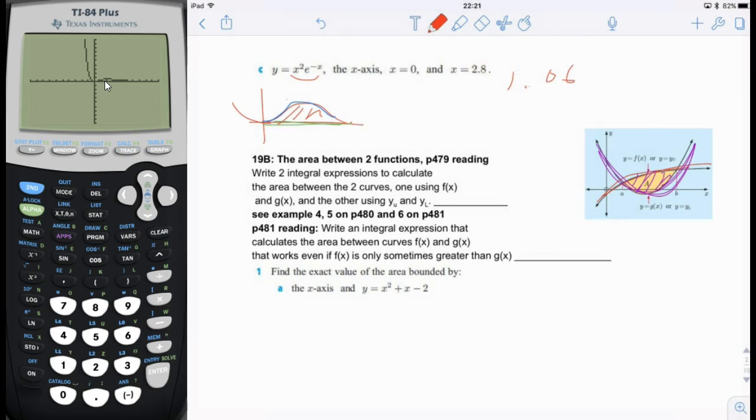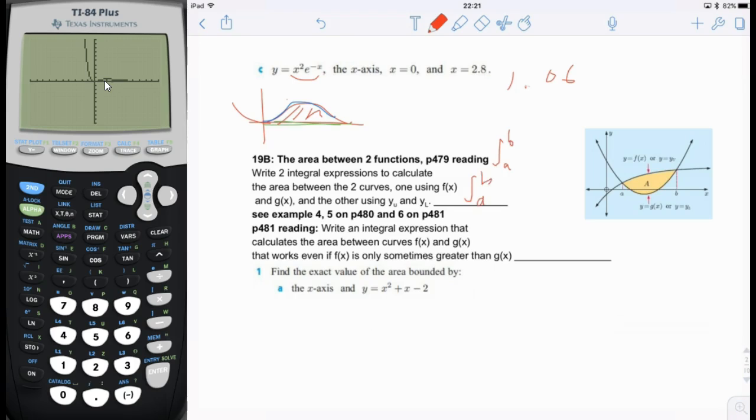So it says write two integral expressions to calculate the area between the two curves, one using f of x and g of x, and the other using yu and yl. Okay, so the first part of the integrals are going to look the same. It's going to be the integral from a to b, just like we did last time.